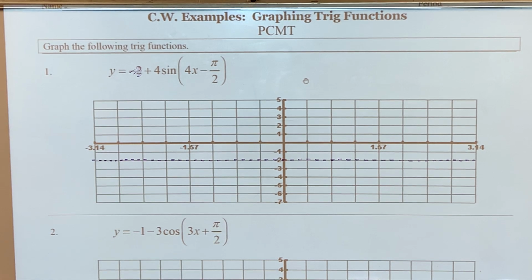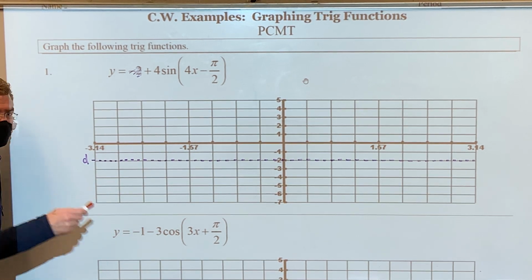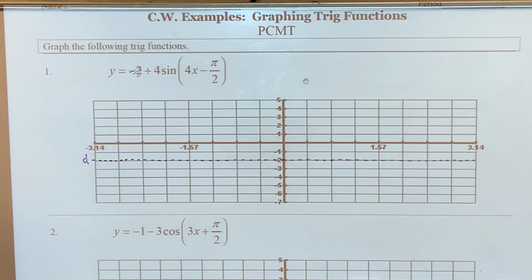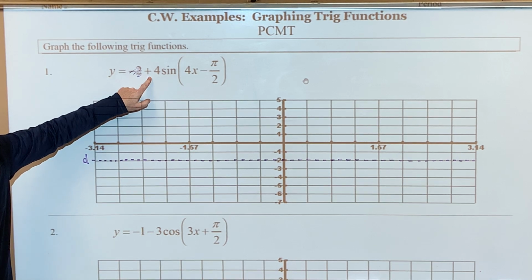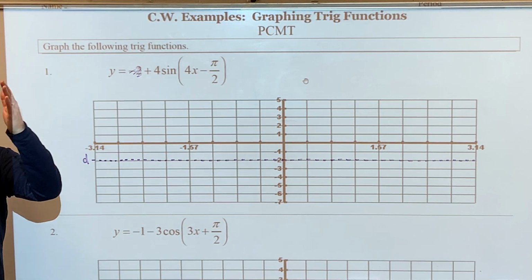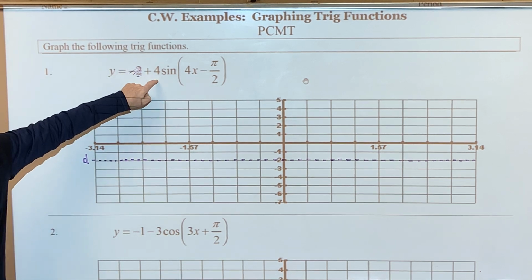Next thing, what do I think you ought to do? I would do it in this order. So I just marked the D value right here. Next, what's a good thing to do? I'm going to do the amplitude. And the amplitude, I'm going to ignore the negative. Don't even worry about that right now. It's the 4. That's why I called it absolute value of A. Ignore that thing. Just look at the 4. And what does 4 tell you to do?